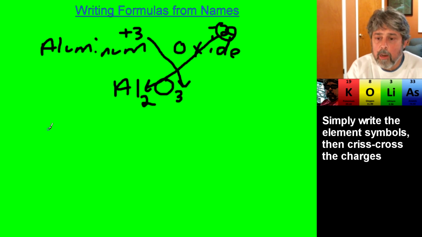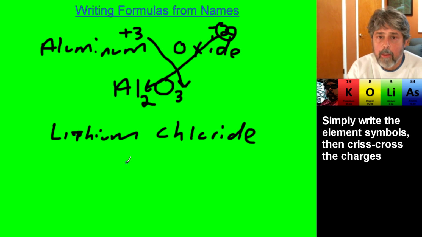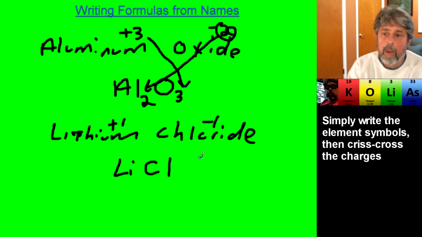Let's take a look at another one. How about lithium chloride? Okay, so just write the symbols, lithium, chlorine. Lithium is a +1 charge, chlorine is a -1 charge. You crisscross them, but they're both 1, so you're done. This is your formula unit, LiCl, lithium chloride.